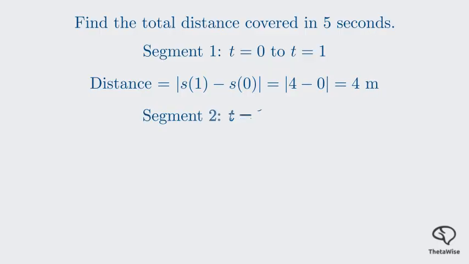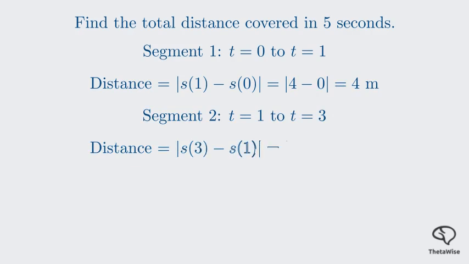Next, it moves from t = 1 to t = 3. The distance is the absolute value of the position at t = 3 minus the position at t = 1. That's the absolute value of 0 minus 4, which is also 4 meters. This is the distance moved to the left.